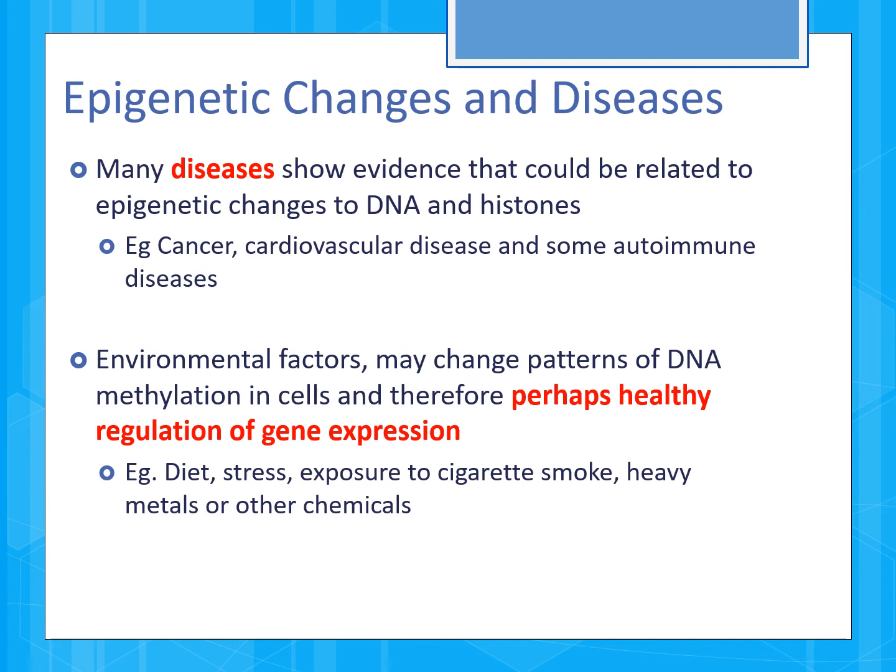There is increasing evidence to suggest that many diseases are related to these epigenetic changes. In other words, if the DNA is over-methylated, it prevents healthy regulation of genes. Things like diet, stress, exposure to cigarette smoke, heavy metals and other chemicals can change these patterns of DNA methylation. Some of the diseases that have been linked to these epigenetic changes include some autoimmune diseases, cardiovascular disease, and cancer.